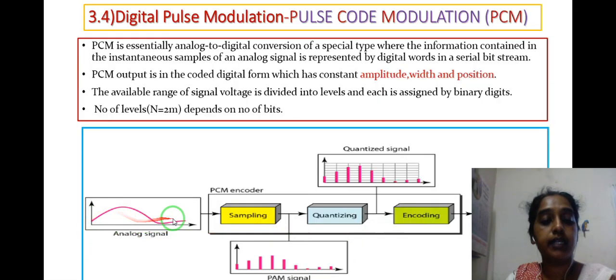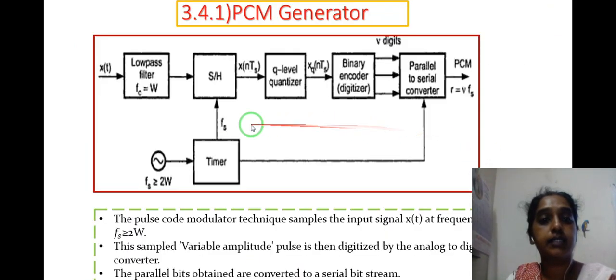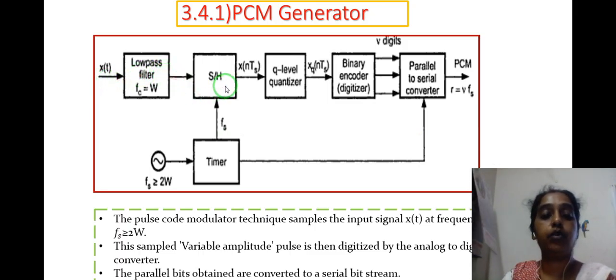The analog signal is given as the input to the PCM encoder, which has a sampler and a quantizer, and it is encoded to get the digital data. This is the PCM generator. The x(t) is passed to a low pass filter, then sent to a sample and hold circuit, a q-level quantizer, and a binary encoder, and it is converted by a parallel to serial converter. We get the PCM signal.